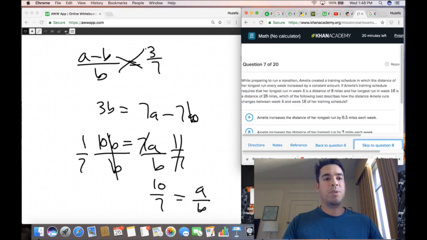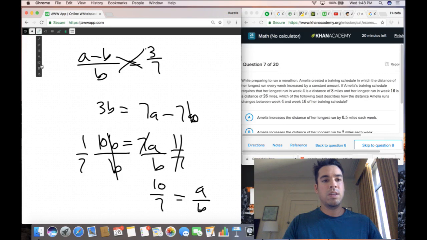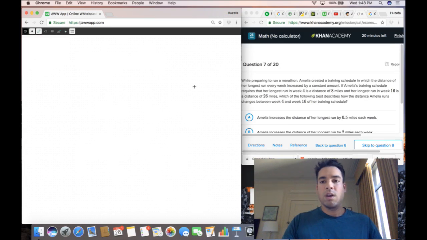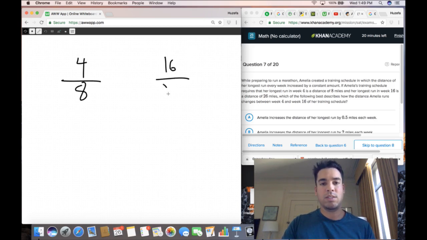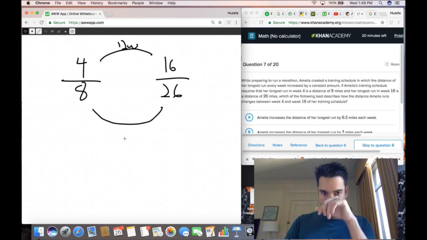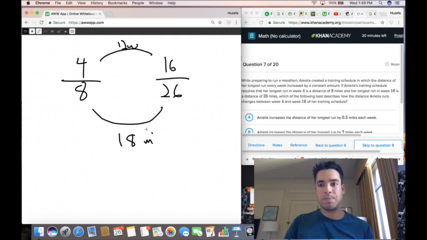Next question. While preparing to run a marathon, Amelia created a training schedule in which the distance of her longest run every week decreased by a constant amount. If her longest run in week 4 is 8, and in week 16 it's 26, so we're going up by 12 weeks, and we're going up by 18 miles. Which of the following describes how the distance changes from 4 to 16?